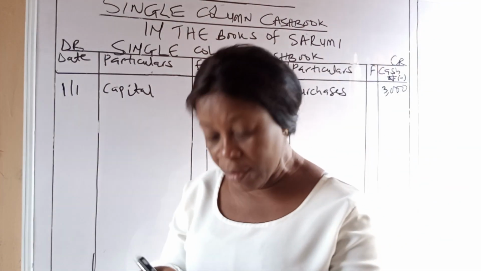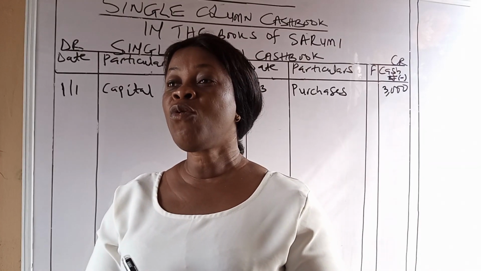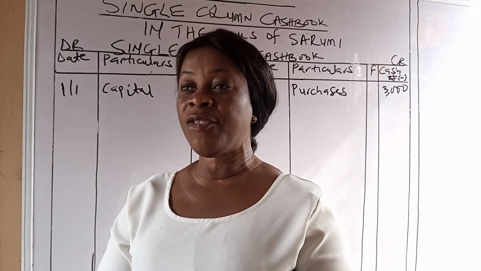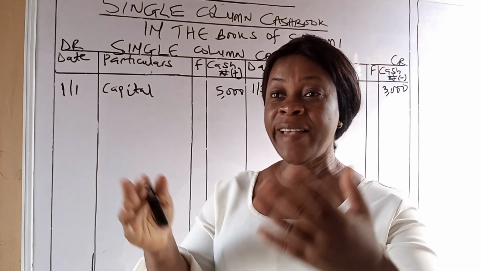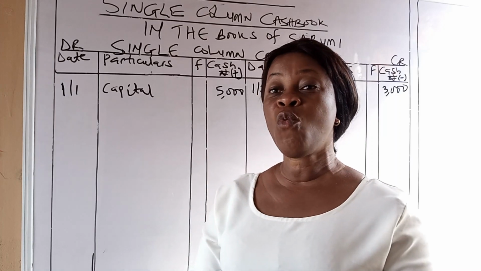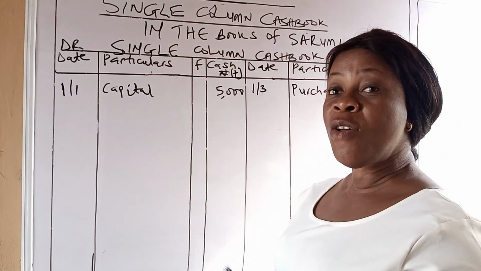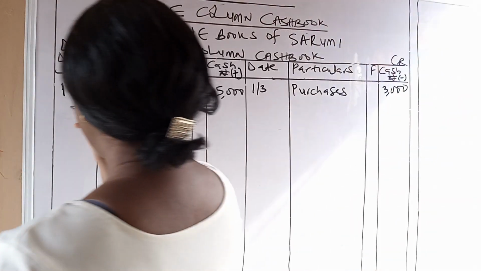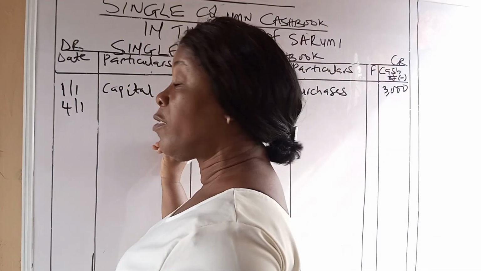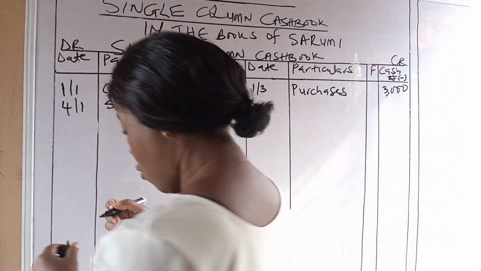Now the next transaction took place on the 4th of January. Sold goods for cash, 4,000 naira. Whenever goods is sold for cash, there is an inflow of cash, and as a result of that, the cash book will be debited. So the transaction will be written on the debit side of the cash book. In the column for date, we are going to write 4th of January, and whenever goods is sold, we write sales, just like we did in the case of purchases.